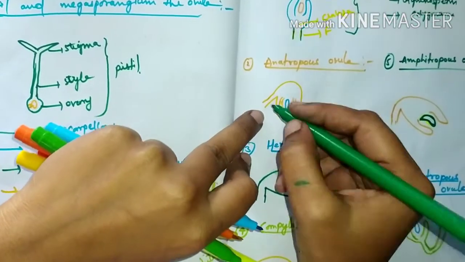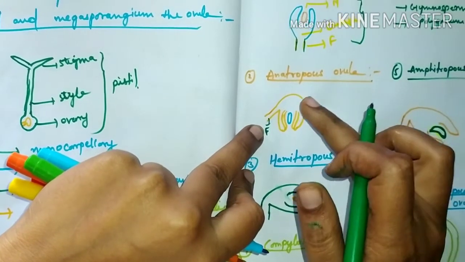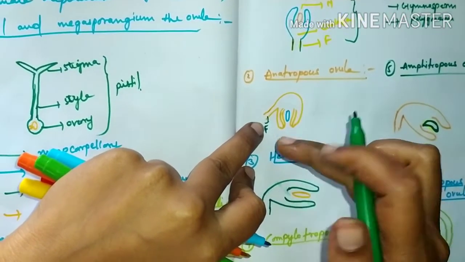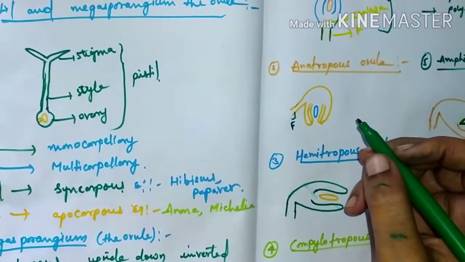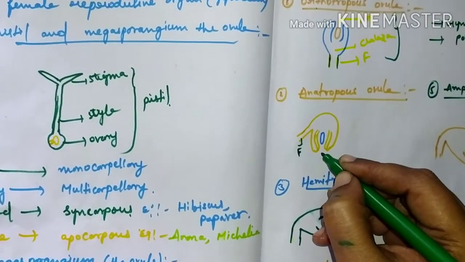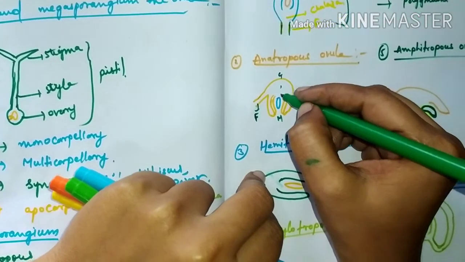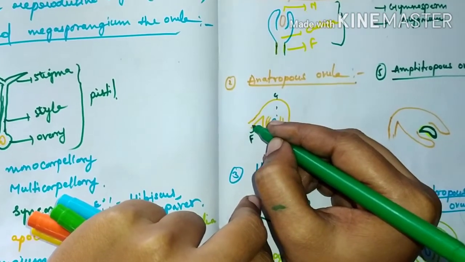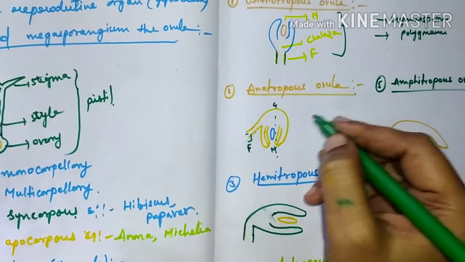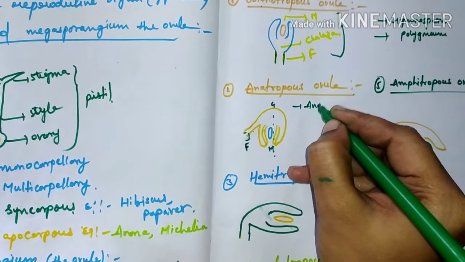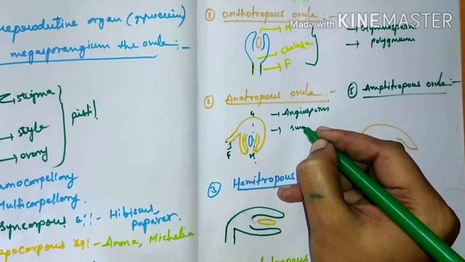In this structure, this is the stalk-like structure, the funiculus, and the body of the ovule is at 180 degrees to the funiculus. The micropyle and chalaza are arranged like this, and here is the funiculus. This type of ovule is called the anatropous ovule, and it is found in angiosperms and in the sunflower family.